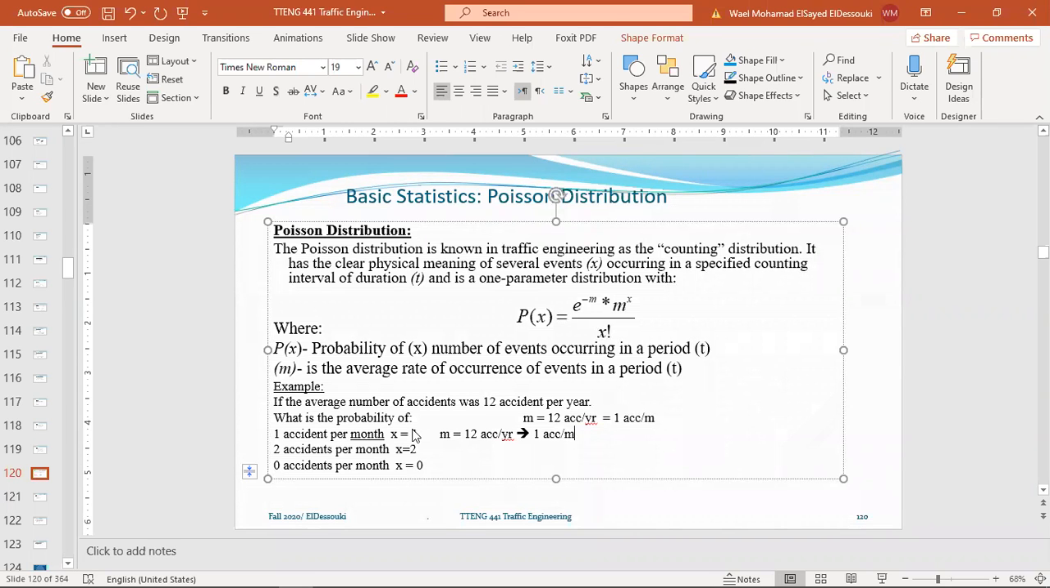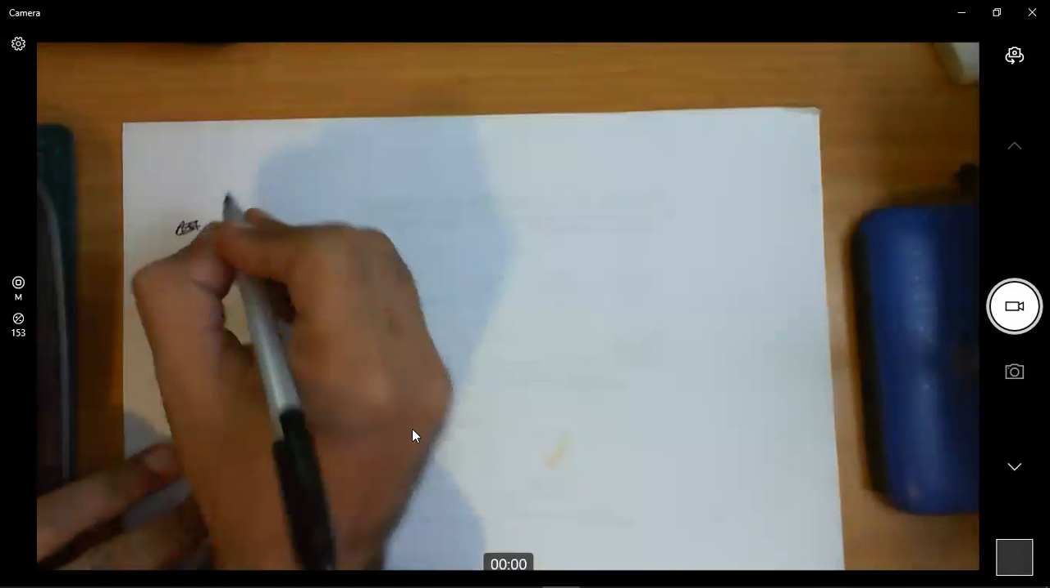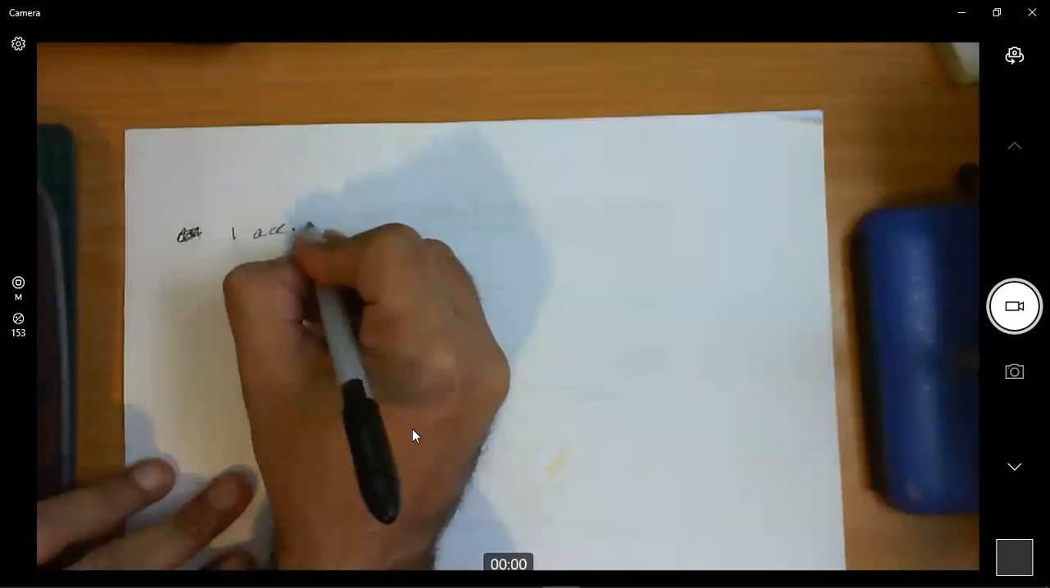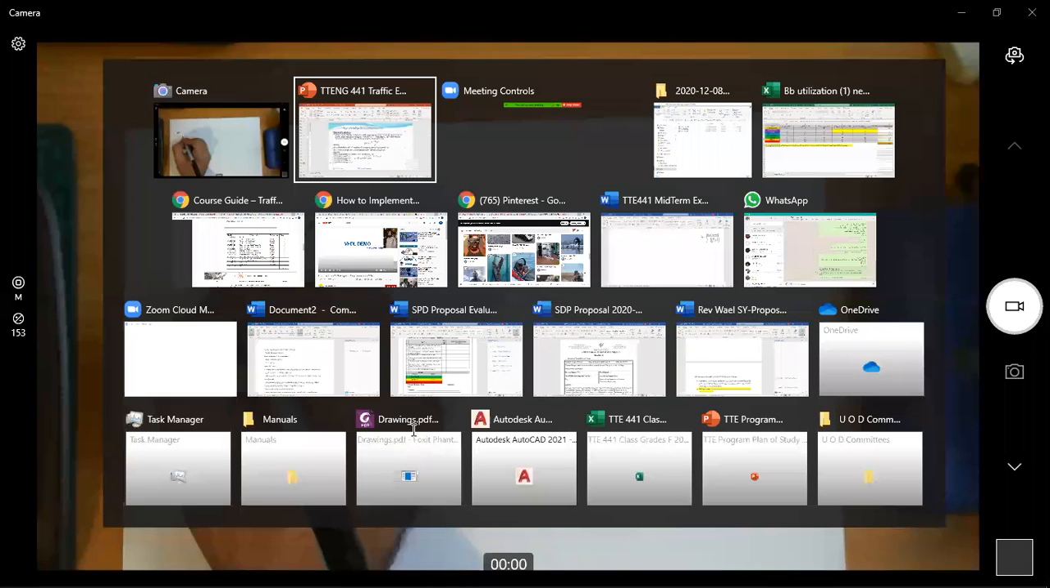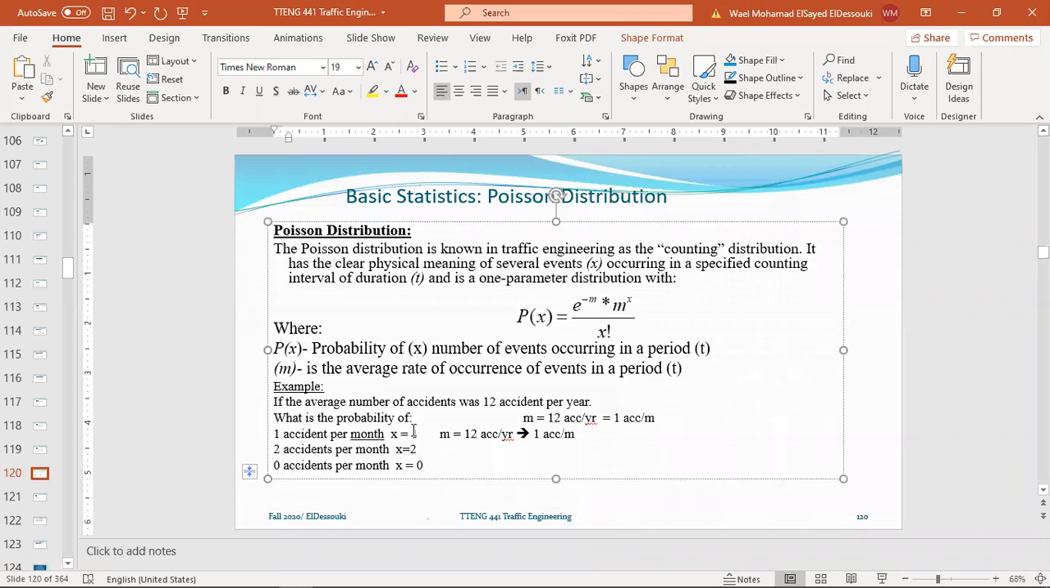طب هنيجي نحل الكلام ده، هيبقى كالاتي. خليك معايا. احنا كان قلنا عندنا ايه البروبابيلتي ان يحصل عندي 1 accident per month، او كان 4 accidents ولا 3 accidents و 2 accidents per month و 0 accidents per month. تمام؟ وقلنا ان ال M بتاعتنا كانت بتساوي 1 accident per month. يبقى ال P of X هتساوي e^(-M) في M أس X على X فاكتوريال.